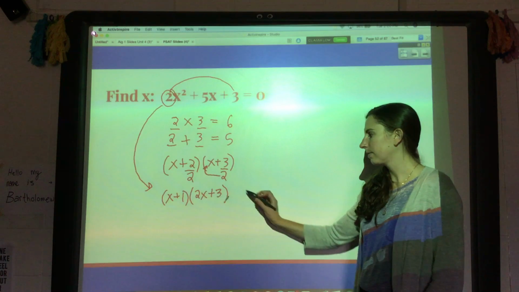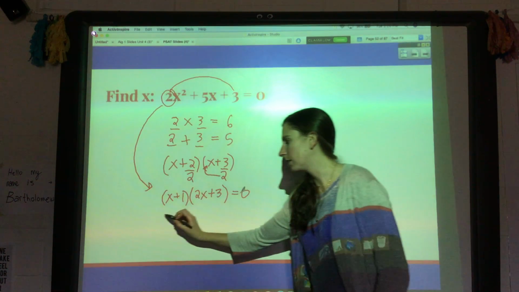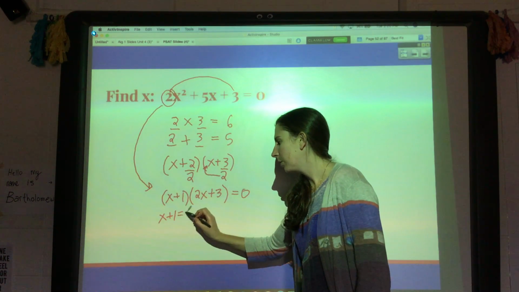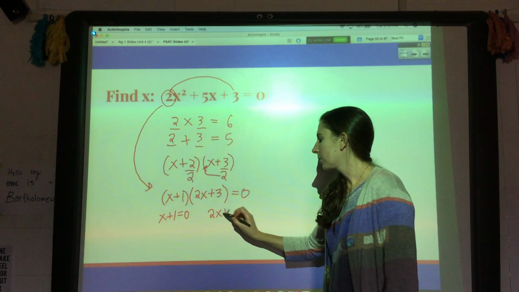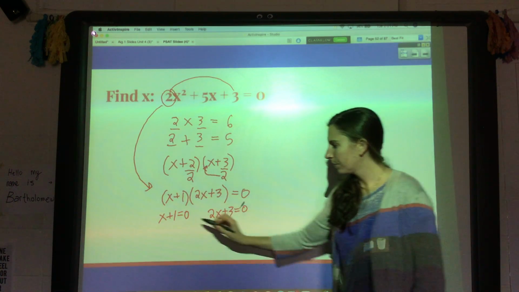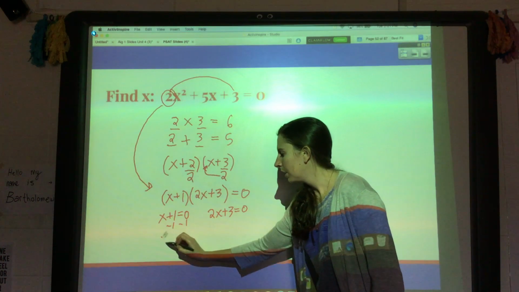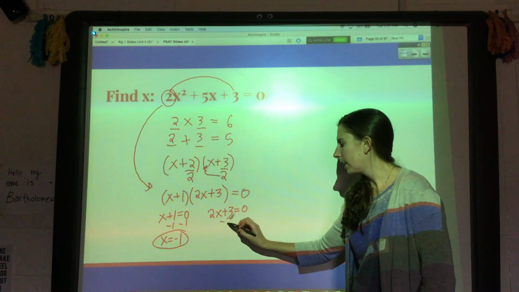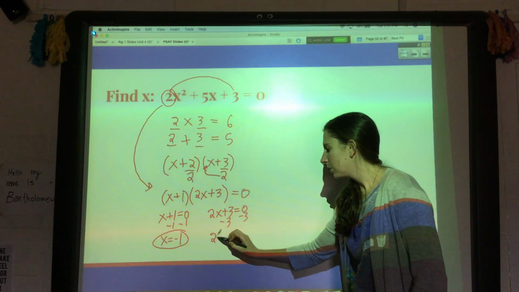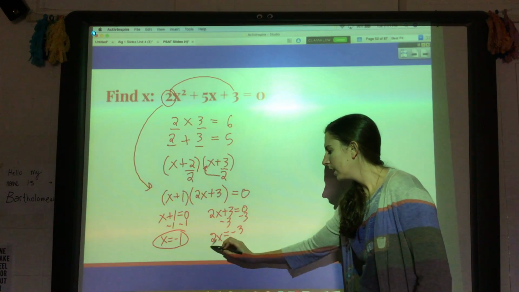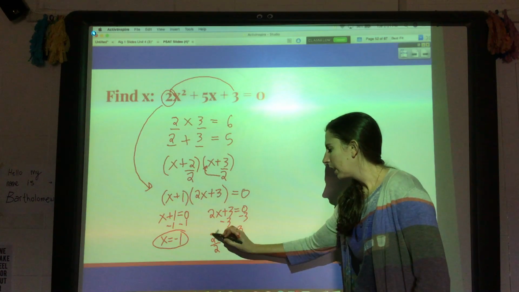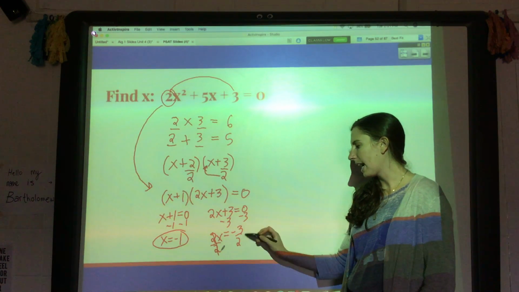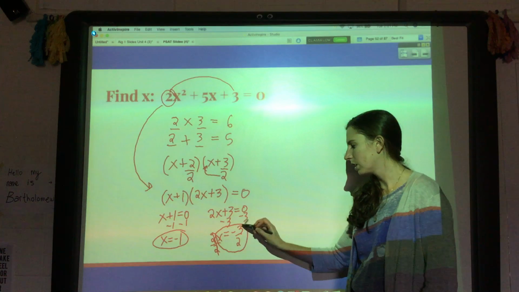Now, to solve it, you set them both equal to 0. So x plus 1 equals 0, and 2x plus 3 equals 0, and then solve. So negative 1 is one of my solutions, and then here, I get 2x equals negative 3, divide by 2, there we go. Negative 3 halves is the other solution.